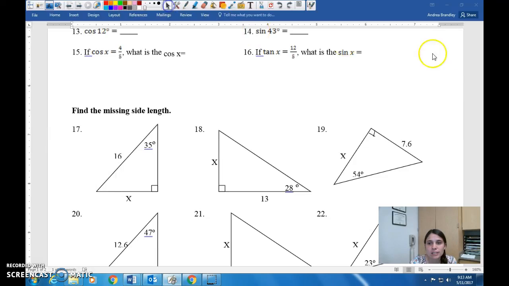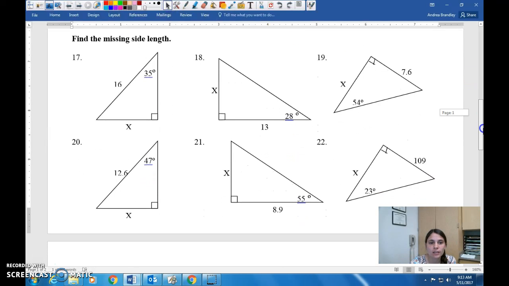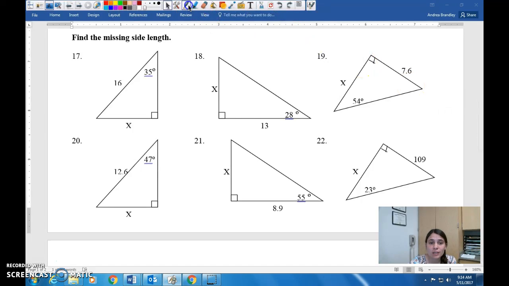Starting on number 17, we're looking for the missing sides in triangles. So if I look at 17, the biggest thing is figuring out which of those three trig functions I use. So I'm going to start with number 17, and I'm looking at this 35-degree angle right here. And I say, okay, these are the only two sides that I care about, because this one I'm not trying to find, I don't know what it is, so I'm not worried about that. So I'm going to worry about these two.